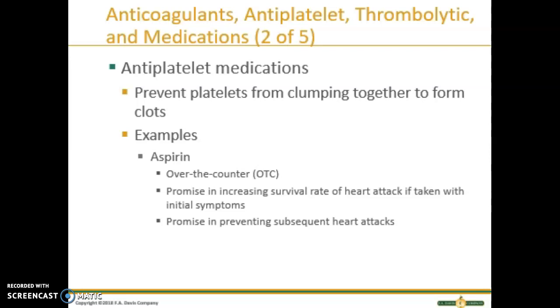The antiplatelet medications prevent platelets from clumping together to form clots. Aspirin would be an example of this, and aspirin is over the counter. Patient education for those taking the anticoagulants and the antiplatelet medications is very important. Patients need to learn the signs of bleeding and the precautions to take for safety. Dietary changes to avoid foods that can interfere with anticoagulant therapy are needed, and frequent blood tests are required to monitor drug levels and also clotting times.